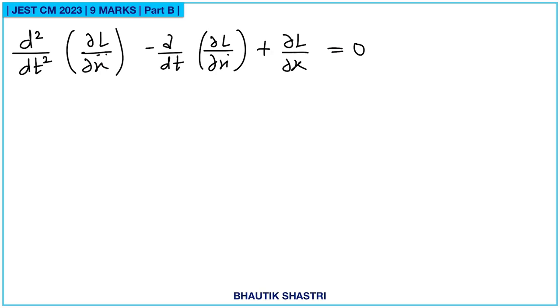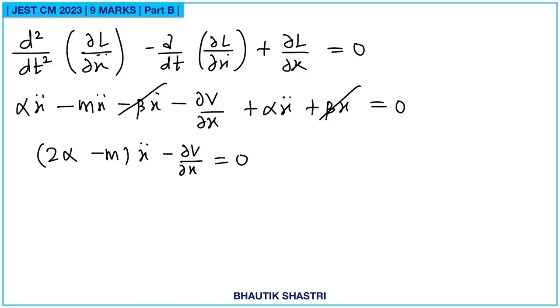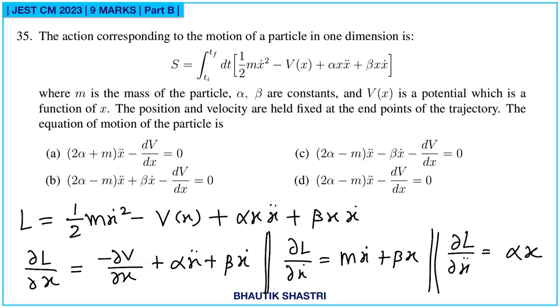So this will be alpha x double dot minus m x double dot minus beta x dot minus ∂V/∂x plus alpha x double dot plus beta x dot is equal to 0. So this will be equal to 2 alpha minus m x double dot, this will cancel, minus ∂V/∂x is equal to 0. So this will be the equation of motion. So option D is correct.